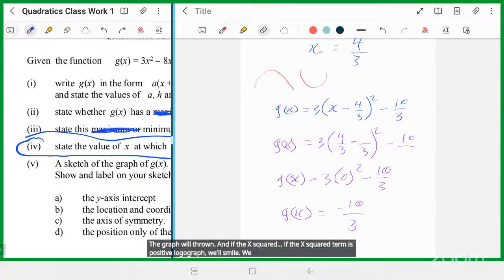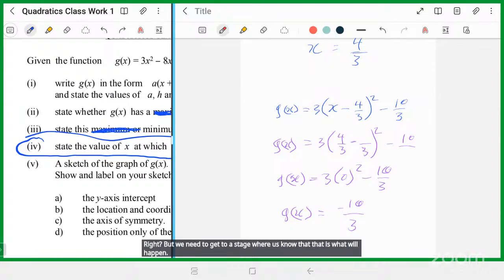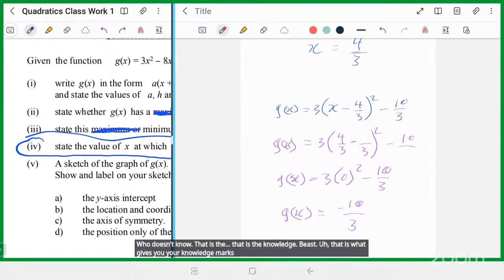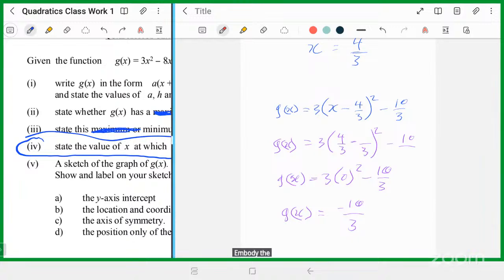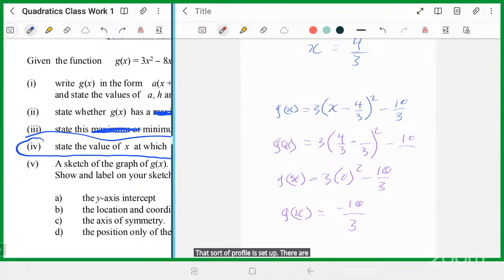We did that in the class, right? But we need to get to a stage where we just know that that is what will happen. We just know that is the knowledge base. That is what gives you your knowledge marks on an exam paper. Remember the profile on the exam paper is knowledge, understanding, and the ability to compute, to calculate. So there are certain things that you must know, then there are things that you will understand, and there are things that you are able to calculate. That's why the profile is set up like that. There are things that you absolutely must know. You know them and then you apply them. All right? So that finishes that part, guys.